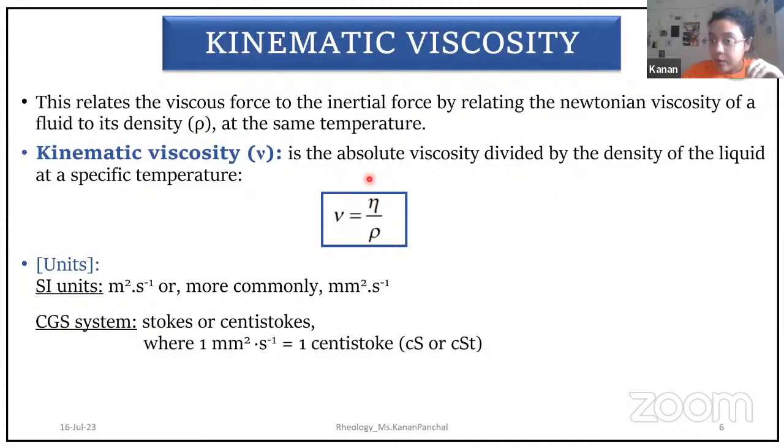Now let us understand kinematic viscosity. So kinematic viscosity is the real-time viscosity, because I hope you all understand that one more factor which comes in viscosity is the density of the material. This is a derived property, derived from your viscosity. So if you study the viscosity of plain water, that is your absolute viscosity, the eta one. But now you will study the viscosity of water as a solution.